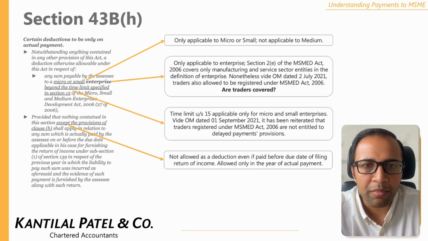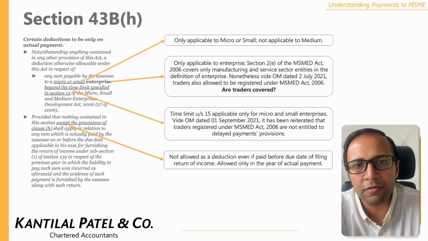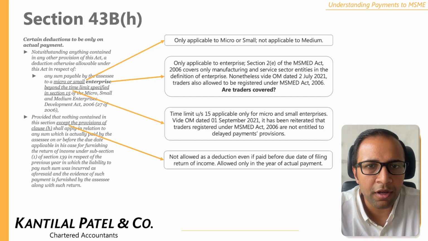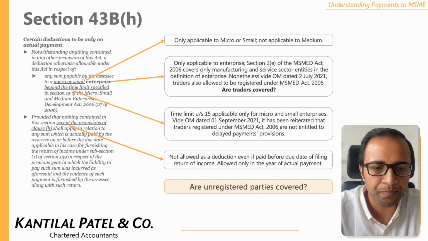So it doesn't make a difference if that outstanding is cleared before the filing of tax return, and hence there would be a natural deferment of claiming the deduction to the next year if they are not paid within the time limit. Other consequences obviously follow relating to interest and other things, but that's not the subject of this video.